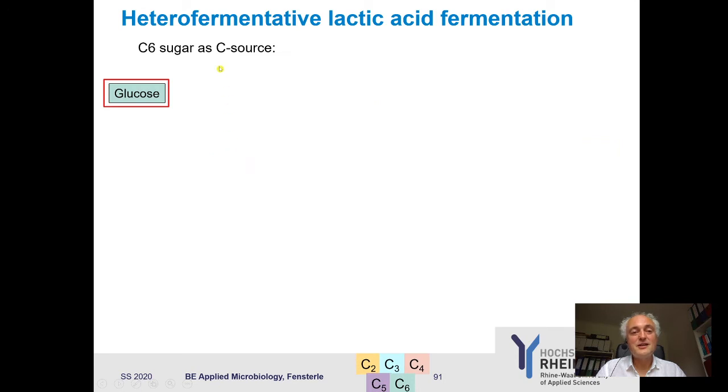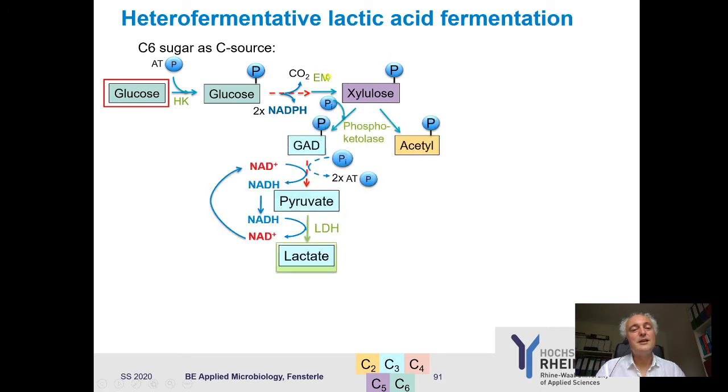Now, what happens if I start with a C6 sugar? I already said it. If you want to convert a C6 sugar into a C5 sugar, you have to oxidize. There is no other possibility. So we have 2 oxidation steps, and one of them is an oxidative decarboxylation, and we end up then using an epimerase to get xylulose.